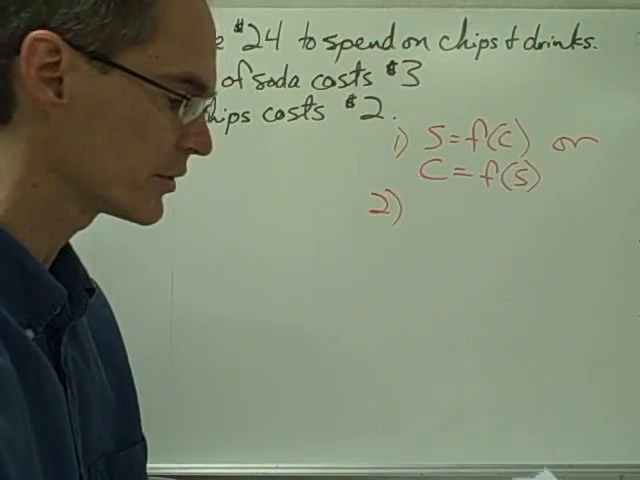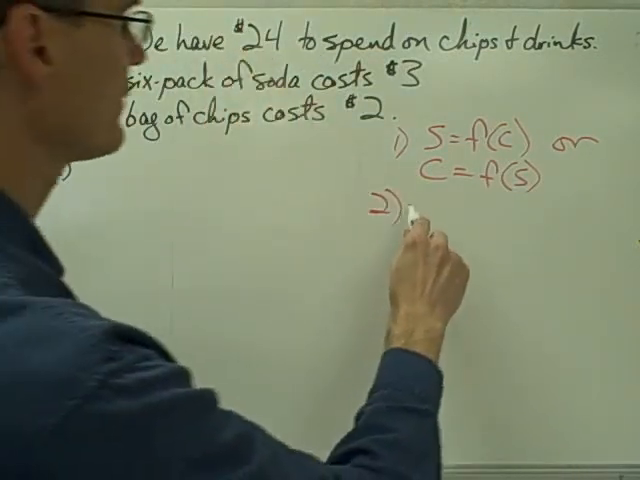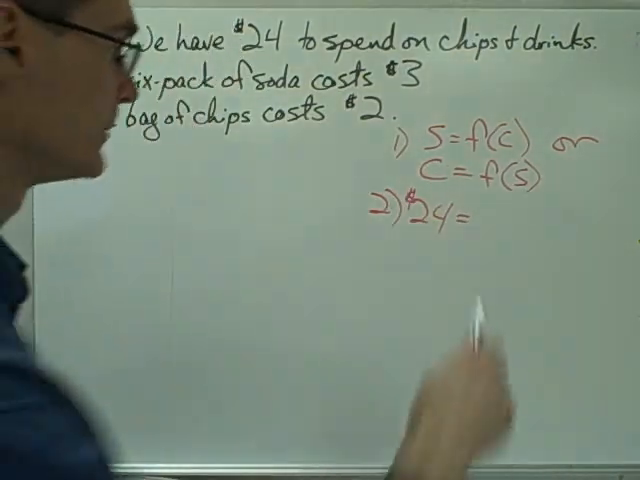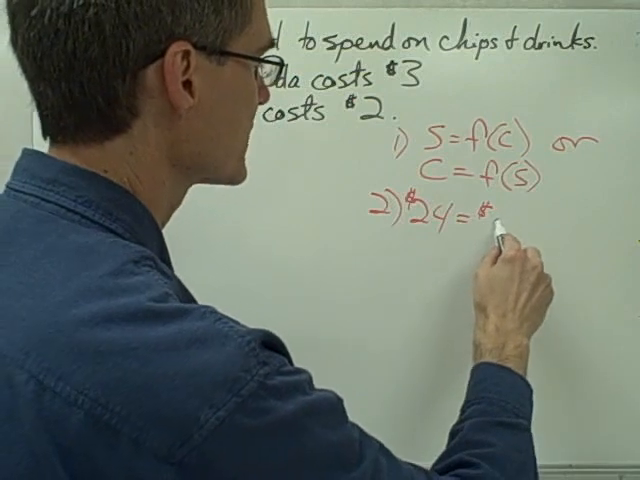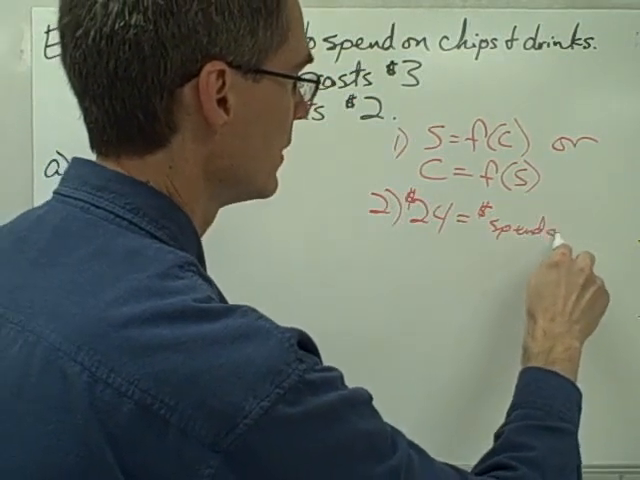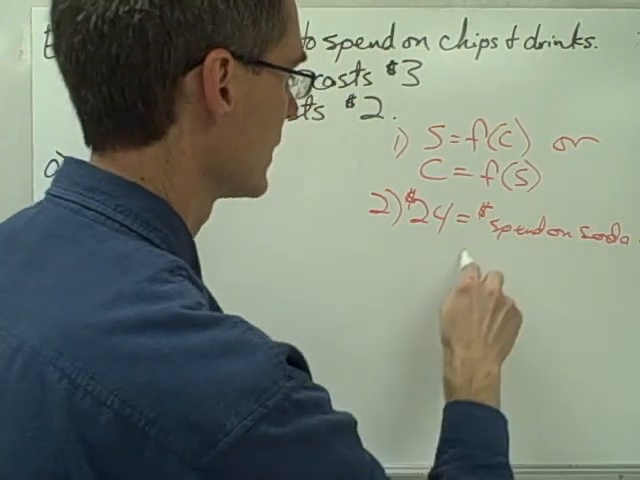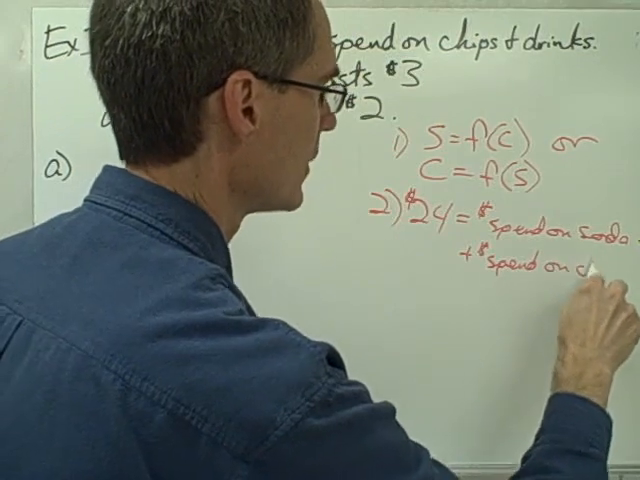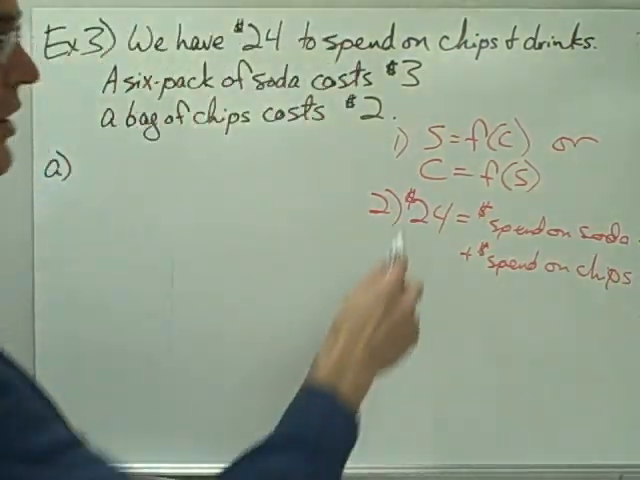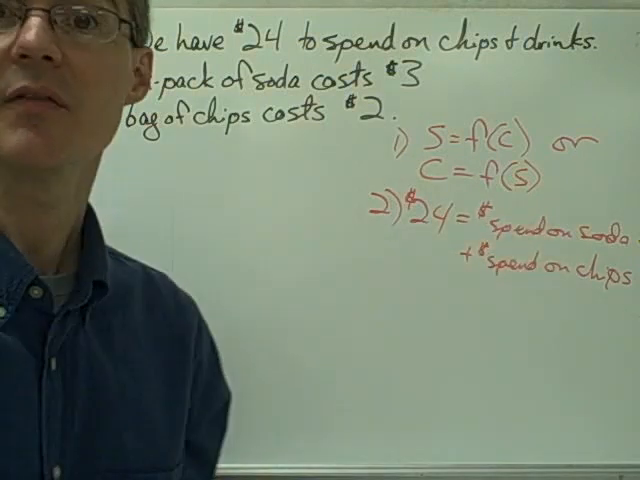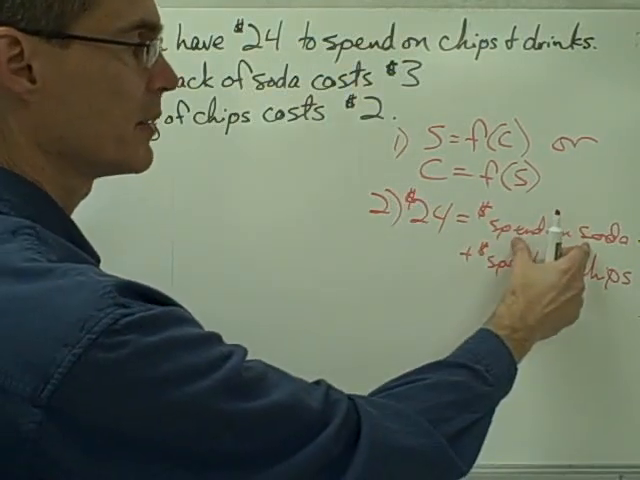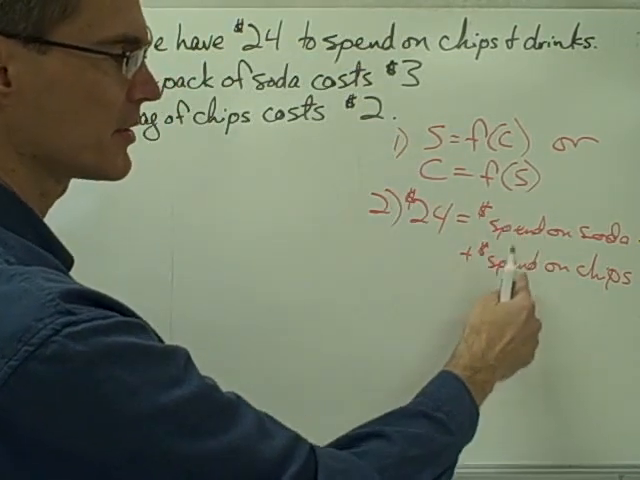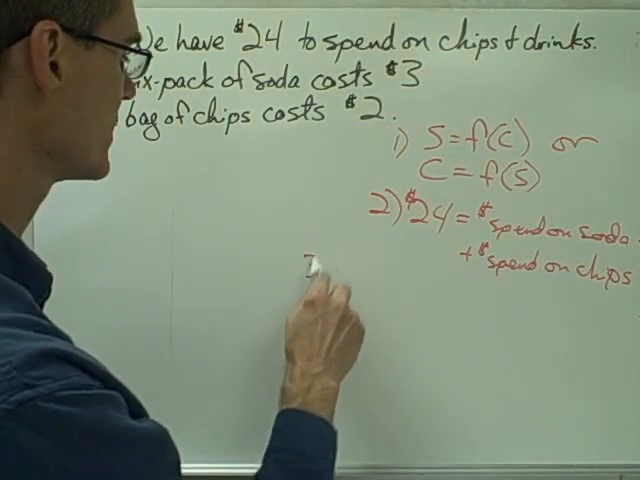All right, the second thing I want to note is that since I have $24 to spend, $24 is going to be the amount of money that I spend on soda plus the amount of money that I spend on chips. So now I have the beginnings of a formula here. $24 equals the money I spend on soda plus the money I spend on chips. Well, how much money am I going to be spending on soda and how much money am I going to be spending on chips? Well, let's see.